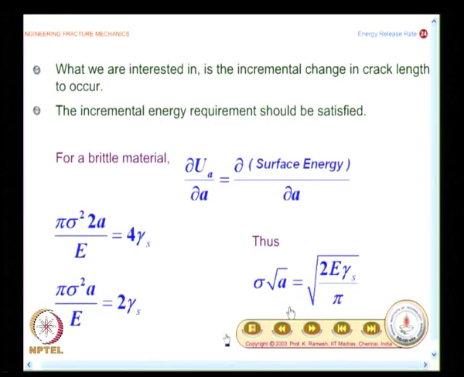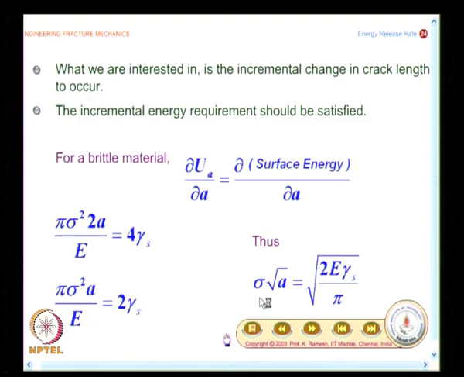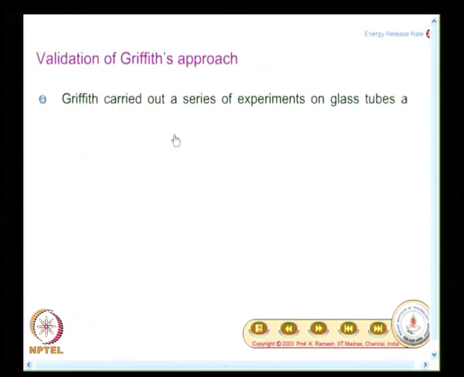You could also look at this expression differently as sigma equal to root of 2 E gamma s divided by pi A. I have taken out A on the left hand side, so it appears as sigma root A. And once you develop an expression like this, it has to be experimentally justifiable, otherwise you will not be satisfied with the mathematical development. And what is the kind of experiment which Griffith performed to establish this?